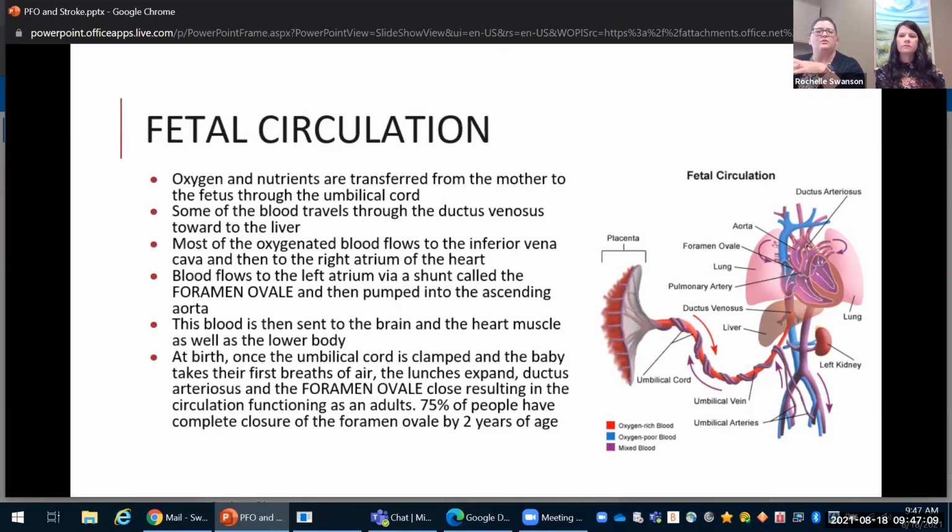75% of people will have complete closure of the foramen ovale by the time that they're 2 years of age. Think 75%.